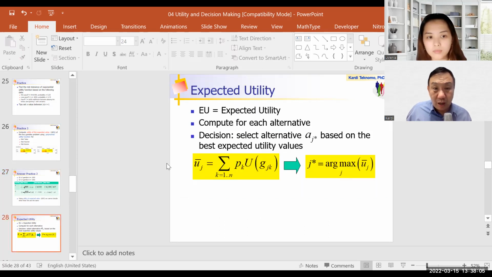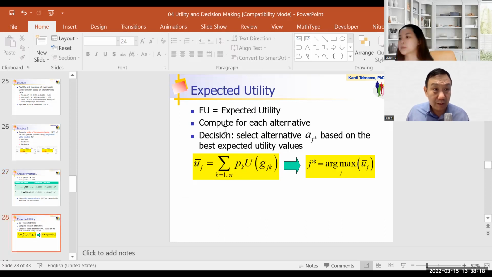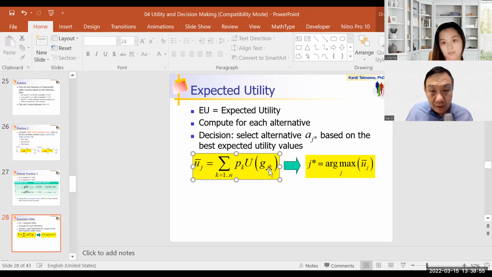How about if I want to calculate the expected utility? What is expected utility, right? This is what you will actually use, not the utility of expected value. What you will use is the expected utility, EU, not European Union, but expected utility. So for each alternative, you calculate the utility of the gain, multiply that by probability. And then p_k here, what is k in here? How about this g_jk? This is the gain of j. j is the row, k is the column. So what does the row mean? The row is the alternative, right? The column is the state of nature.